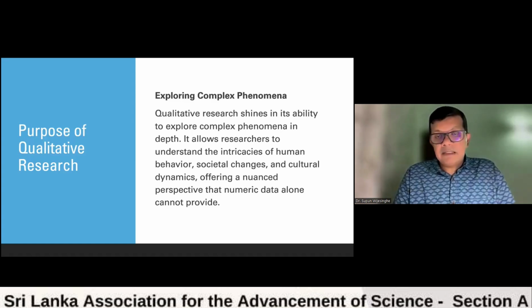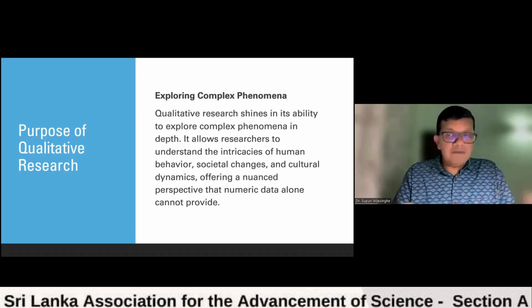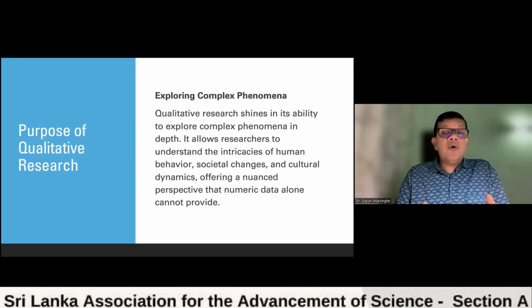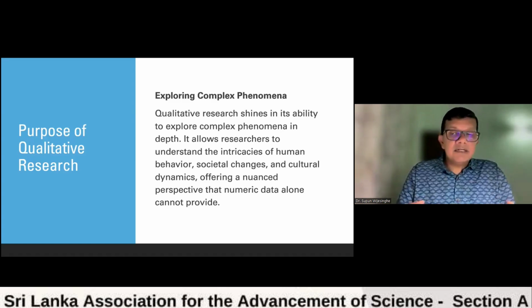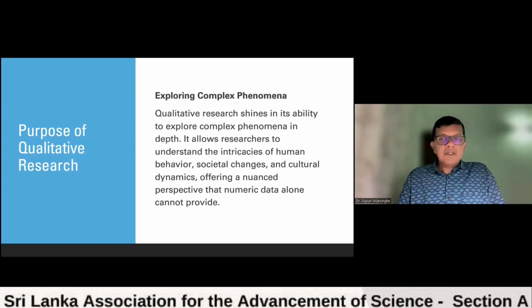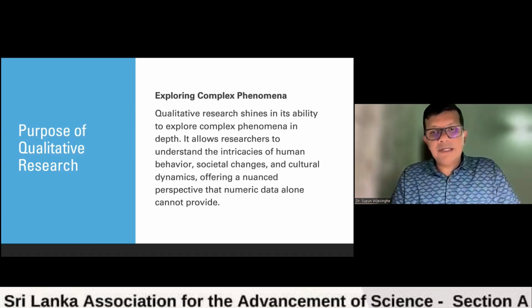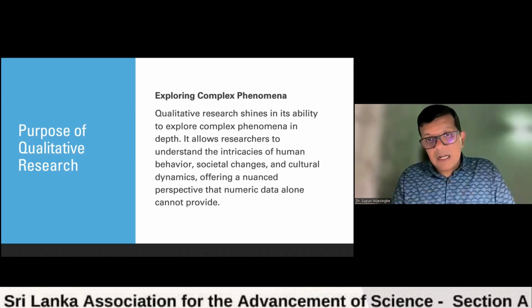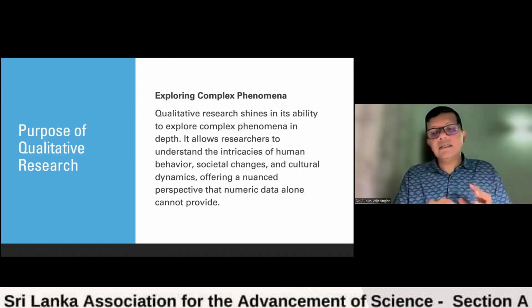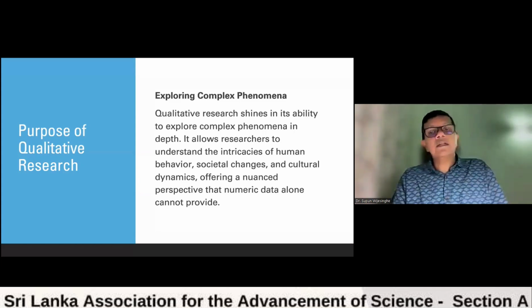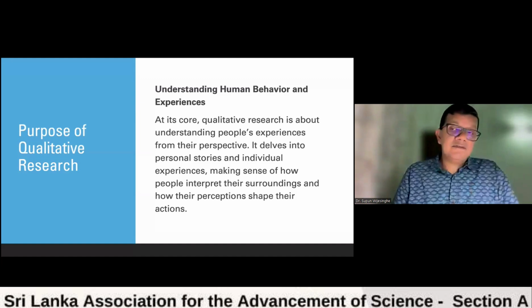qualitative research. Things like vaccine perceptions. Now, we had a recent incident of measles vaccine hesitancy in a certain MOH area, medical officer of health area. So, why are people not bringing their children for measles vaccination, etc.? So this sort of complex phenomenon can be studied through qualitative research, as well as cultural dynamics and societal changes. All these things cannot be captured by numeric data alone. So qualitative research is quite useful in studying complex phenomena.